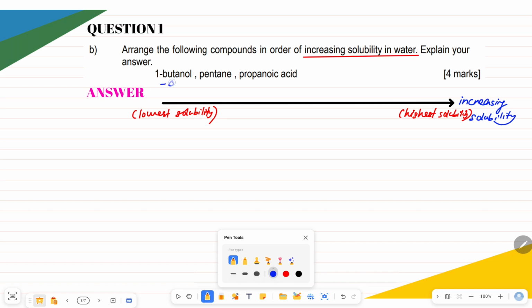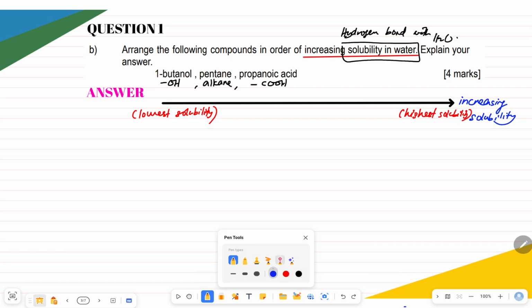Okay, so between here we have OH. Alcohol 1-butanol has OH. Pentane is just a normal alkane. And propanoic acid you have COOH. So you need to know solubility in water. It will check whether or not you can form hydrogen bonds with water. That's all solubility is, whether the molecule can form hydrogen bonds with water.